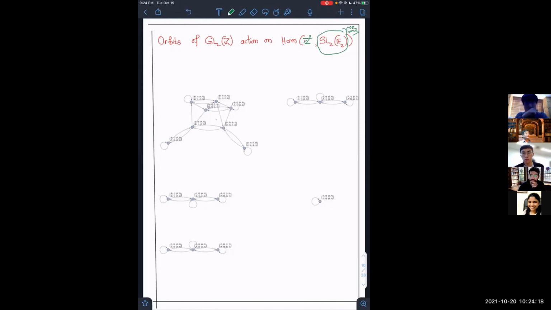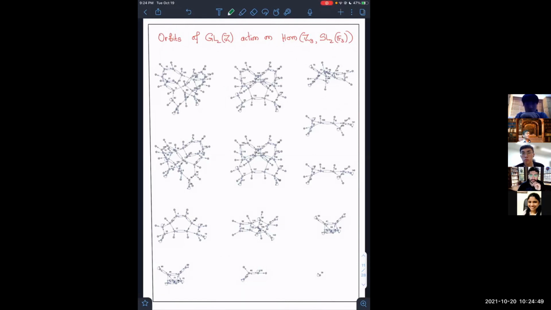So this is using Mathematica, and to get this, I just generated the action using the generators of GL2C. It's not always enough to conclude, because I'm just looking at the generators. There might be other elements in GL2C which can take one orbit to the other, but in this case, this is conclusive. So I should say orbits by generators. I was looking at 3 specific generators of GL2C. Under those actions, these are the orbits of this Hom set, homomorphisms from C3 to SL2F3. This is just to get a feel of how the orbits look.